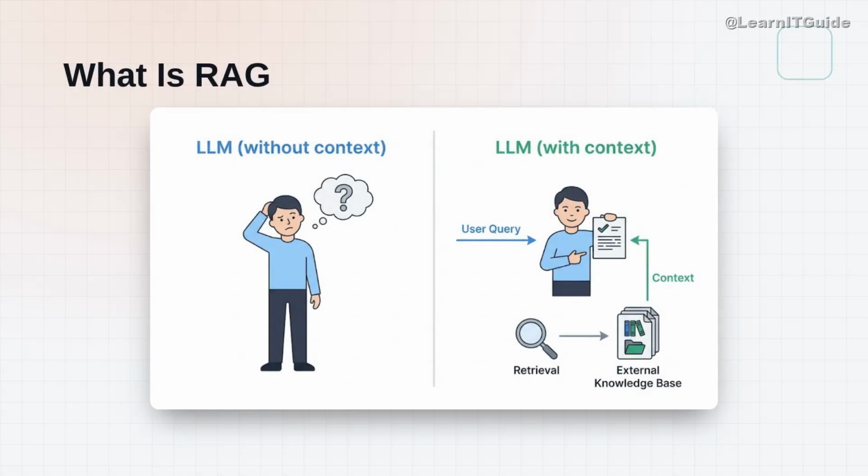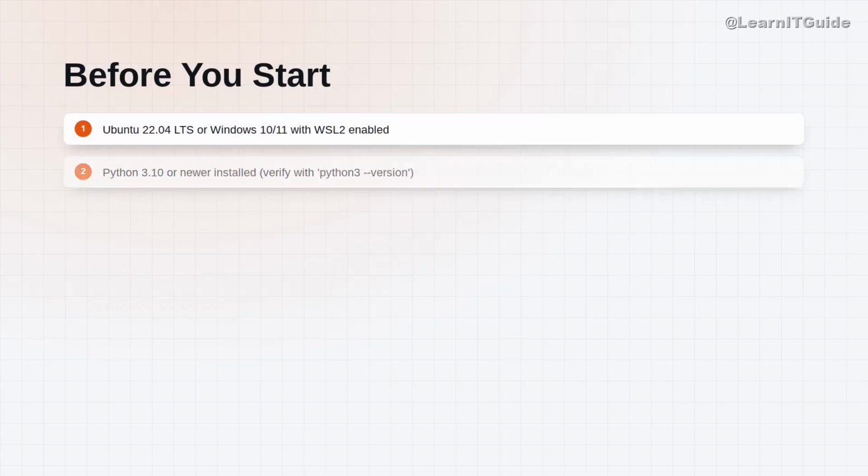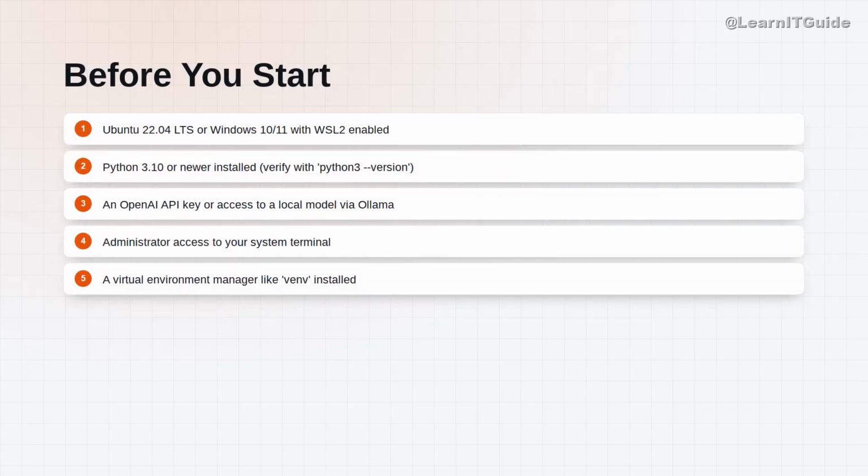So what is RAG really? It stands for Retrieval-Augmented Generation. Imagine you are taking a test on a subject you have never studied. If you try to guess, you will fail. But if the teacher gives you a textbook and says, find the answer in chapter 3, you can give an accurate, cited response. That is RAG. The model is the student. The textbook is your company's private data, and the retrieval process is the act of opening to the right page before answering. Before we write a single line of code, let us ensure your environment is ready.